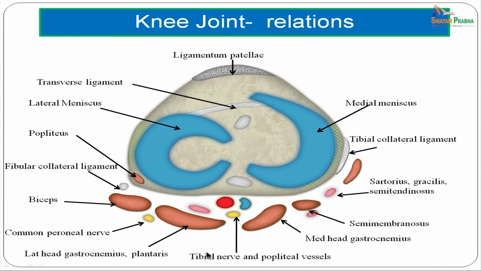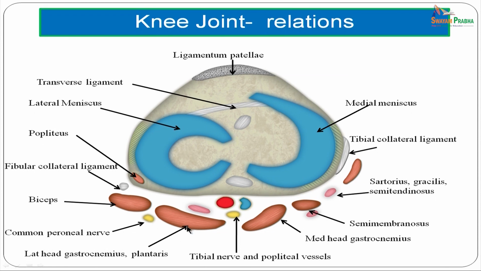Now we come to the relations of the knee joint. On the anterior aspect of the knee joint is the ligamentum patellae. On the lateral side, you have the tendon of popliteus which is located within the joint cavity. Look further laterally and this is the fibular collateral ligament. Posterior to the fibular collateral ligament, the fibular collateral ligament is overlapped by the biceps muscle. On the posterior aspect, between the biceps and the lateral head of gastrocnemius is the common peroneal nerve.